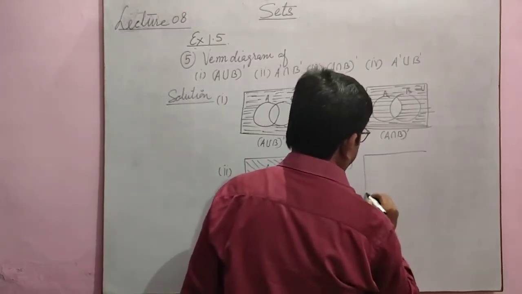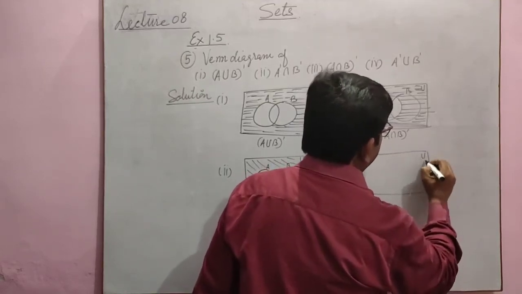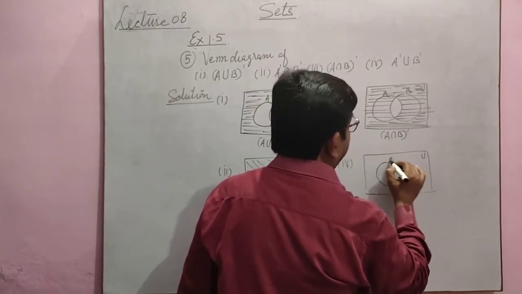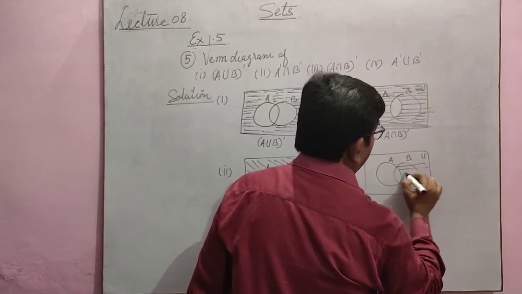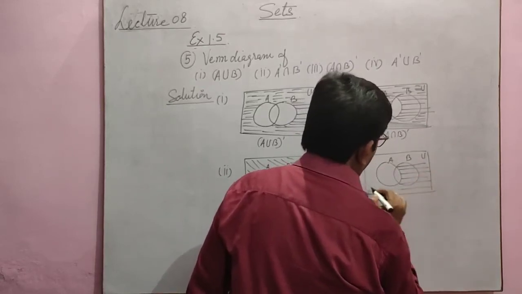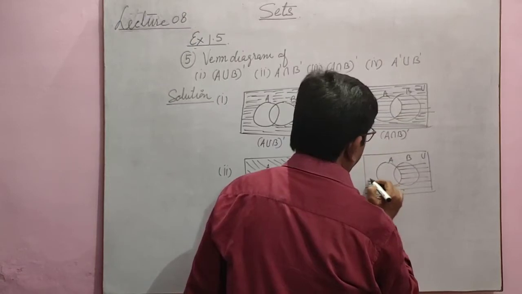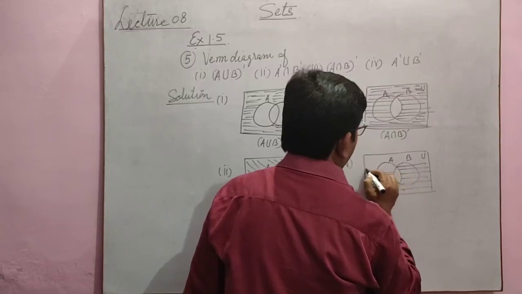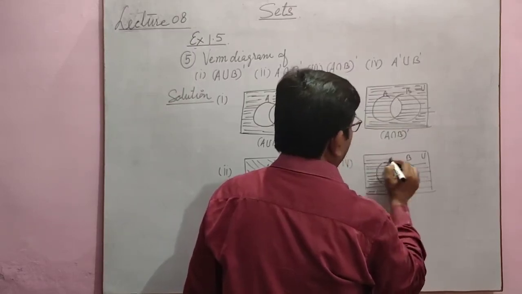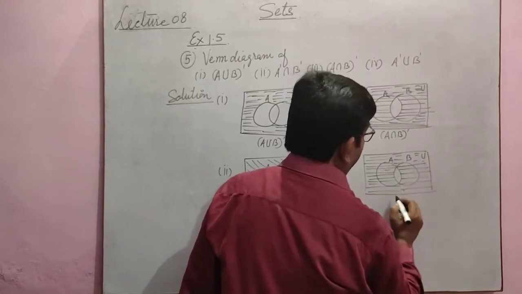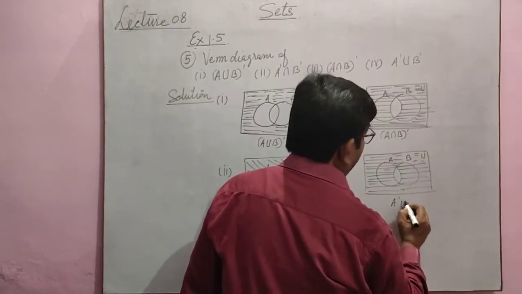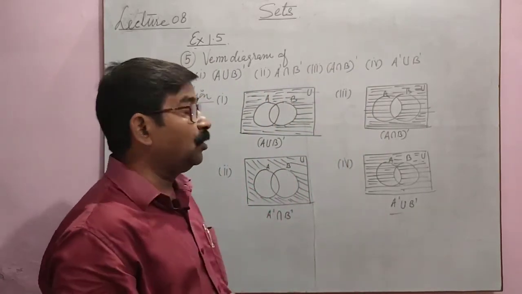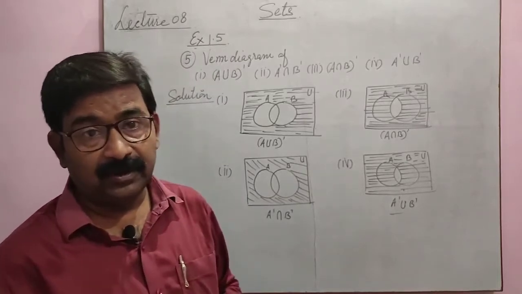So you will draw like this. This is the universal set. This is set A, this one is set B. Leaving this common portion, we have to shade. So this shaded portion is complement of A union complement of B. Got it? So this is how we can draw the Venn diagram of the given question.